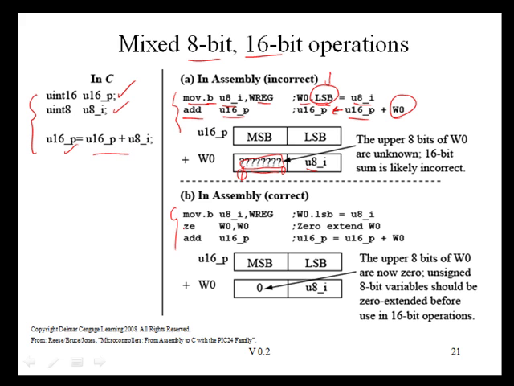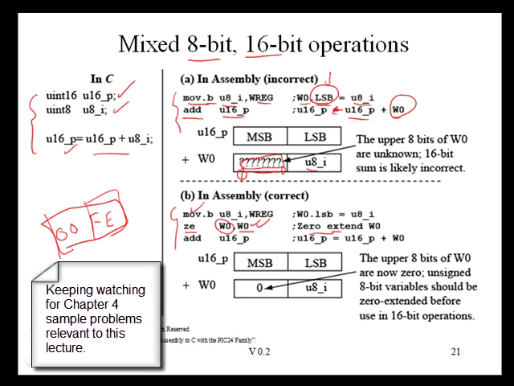In this sequence right here, after the move.b, we've added this new instruction, ZE, which stands for zero extend. What the zero extend instruction does is it takes the lower 8 bits of this register, copies it into this register, and then makes sure that the destination register's upper 8 bits are 0. The reason for this is that if we take an unsigned hex number, let's say FE, then adding zeros to this does not change this value.